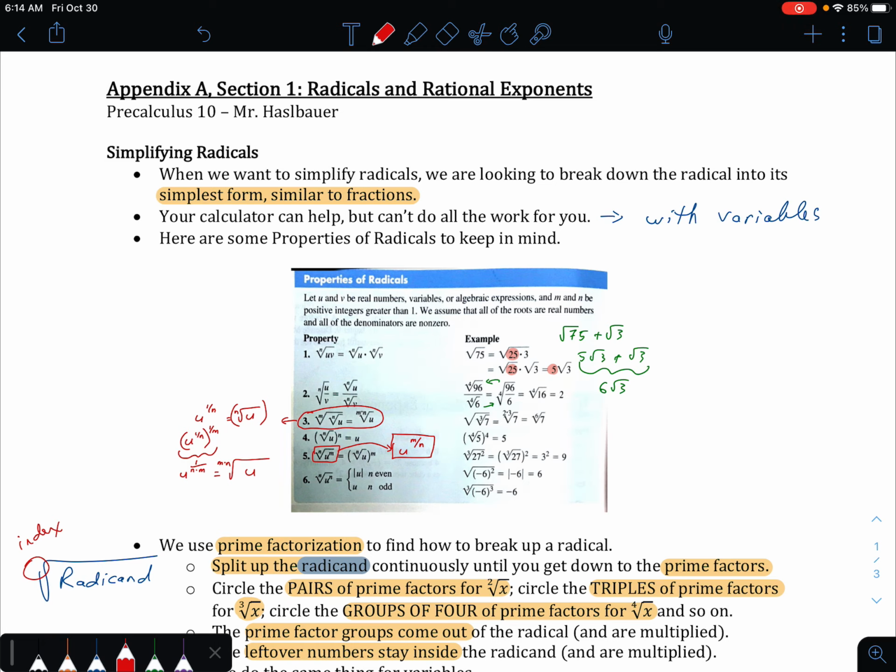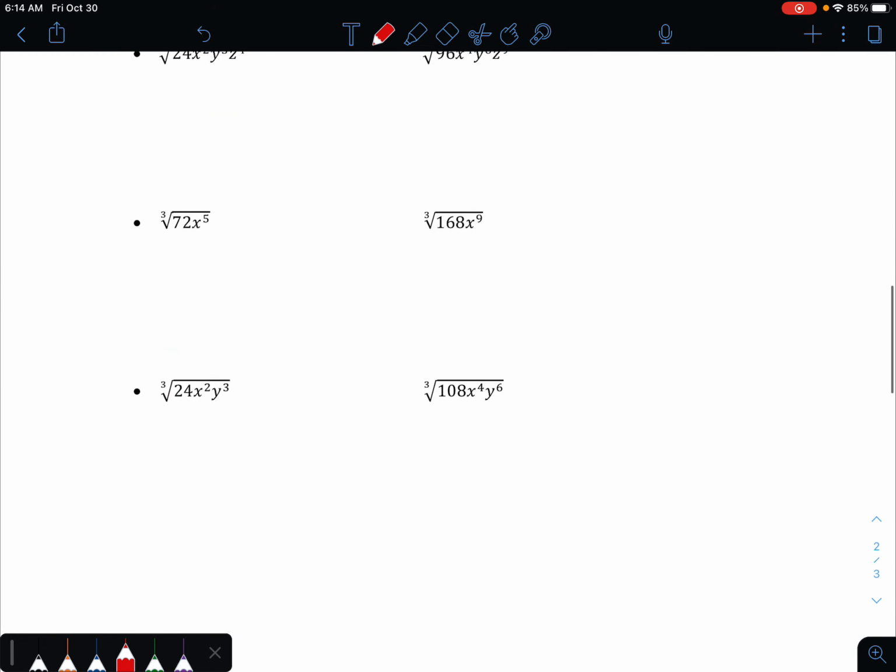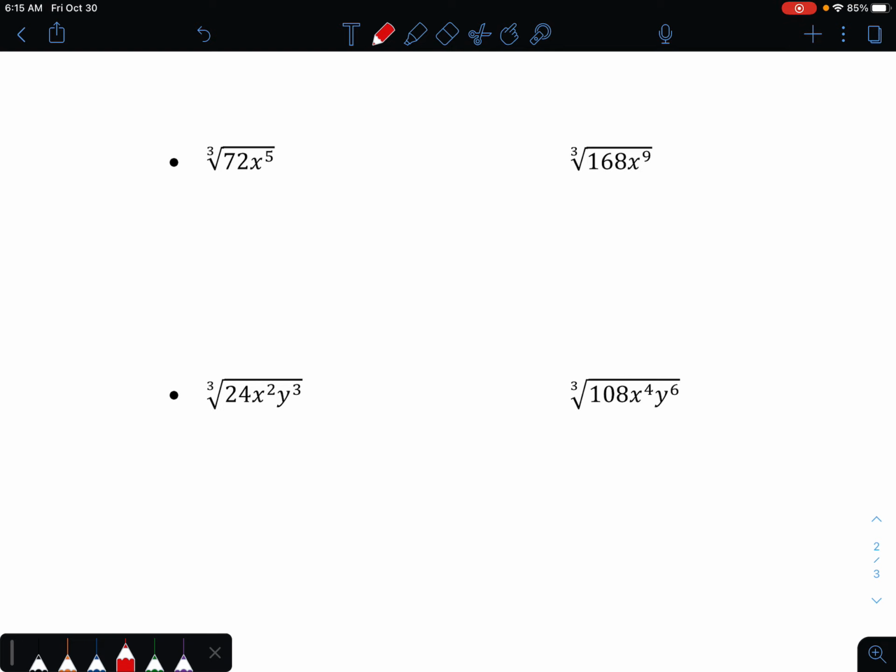Okay, scrolling down, I'm on the second page of that note document. We're going to look at these four. We'll probably do this one and then this one, and then we'll call it a video from there. So it'll be a little bit of a shorter video. Okay, here we see our index is not 2, it is 3.